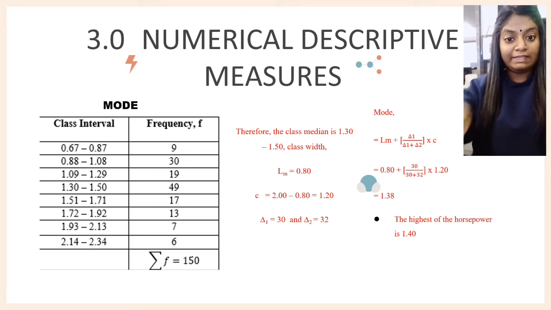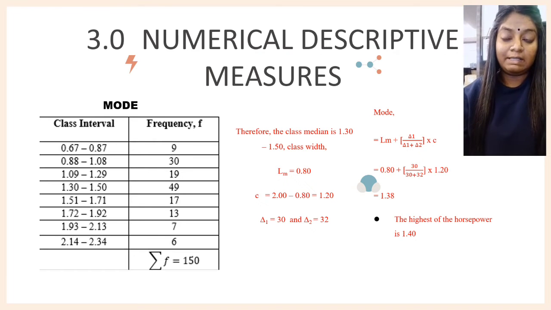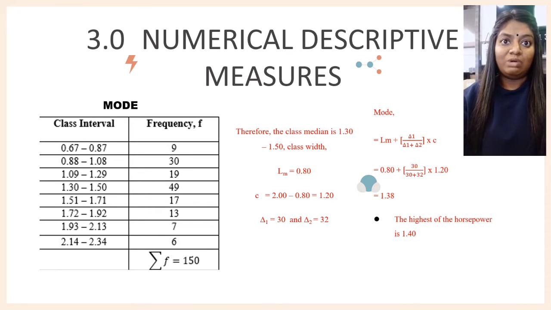We have to find the mode for this sample data, so we create a class interval with frequency. Our mode is 1.38, which is the highest horsepower, 1.40 for this slide.